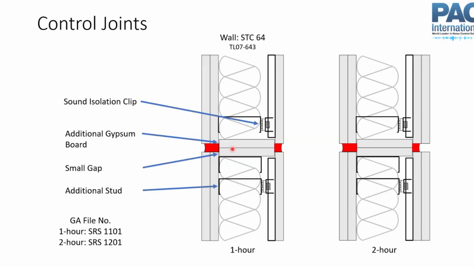If we make this drywall in here attached to the stud, touch the drywall on both sides, then now we've created this continuous structural path. So we've solved the cavity path issue, but now we've created a structural path issue.